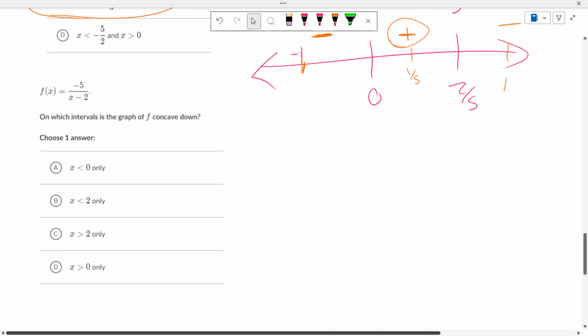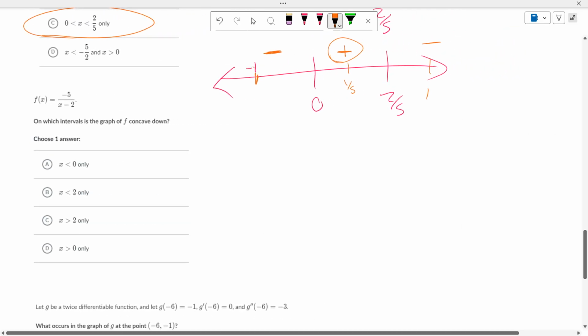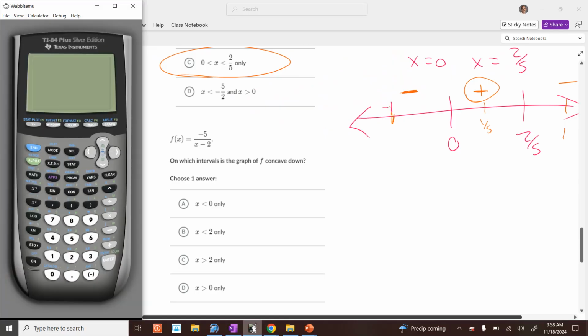Where's this concave down? Well, I don't want to take a couple derivatives of this if I don't have to. I'd rather just graph it on the graphing calculator and see. So I'm going to do that. I'm going to look at negative 5 over parentheses x minus 2 parentheses, graph.